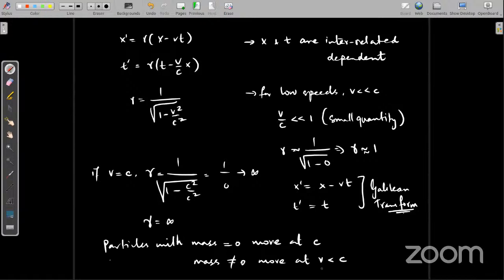So is it rest mass equal to 0 or some? Let's not get into the concept of rest mass as of now, because those are still further topics that we will be discussing. Okay, sir. We will get to that eventually, and we'll see what kind of mass it is and so on.